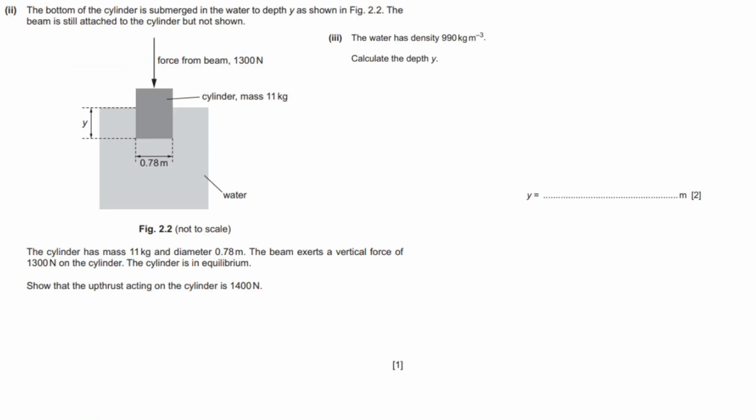For the next question, the bottom of the cylinder is submerged in water to depth y as shown in figure 2.2. The beam is still attached to the cylinder but not shown. Force from beam 1300 newtons, blah blah blah. The cylinder has mass 11 kilograms and diameter 0.78 meters. The beam exerts a vertical force of 1300 newtons on the cylinder. The cylinder is in equilibrium. Show that the upward thrust acting on the cylinder is 1400 newtons. All right.